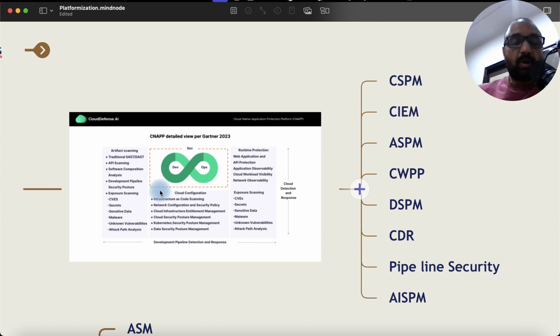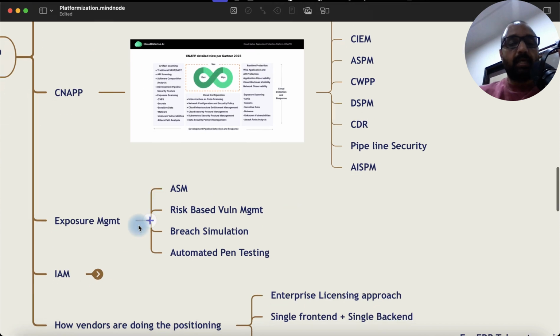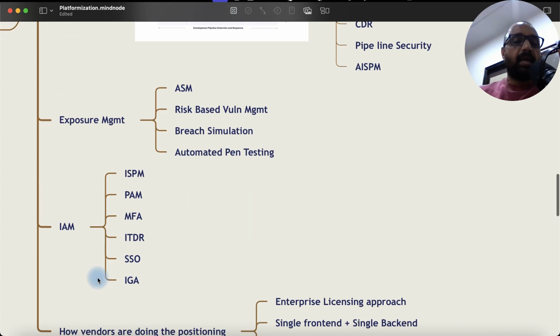This is already done by vendors like Palo Alto and CrowdStrike. Any large vendor in this space is already building one platform that gives these use cases as modules or features within one single product. Next, exposure management: attack surface management, risk-based vulnerability management, breach simulation, automated pen testing, all of these are getting consolidated. Same on IAM. It started with identity governance, SSO, MFA, PAM, identity security posture management, ITDR, and other use cases. Large vendors like CyberArk and Okta are building platforms where you have one platform to address all these use cases.